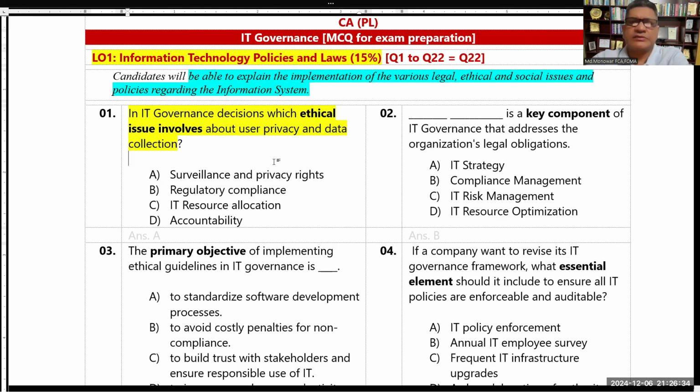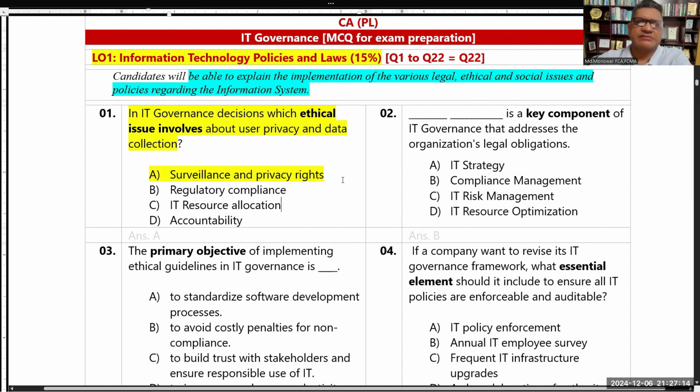In IT governance decisions, which ethical issue involves user policy and data collection? The ethical issues involved are surveillance and privacy right. So in this case, our answer is surveillance and privacy right. Number 2, from the 4 alternatives, what will we put in this blank? Dash is a key component of IT governance that addresses the organization's legal obligations. So here, compliance management. Compliance management is a key component of IT governance that addresses the organization's legal obligation.